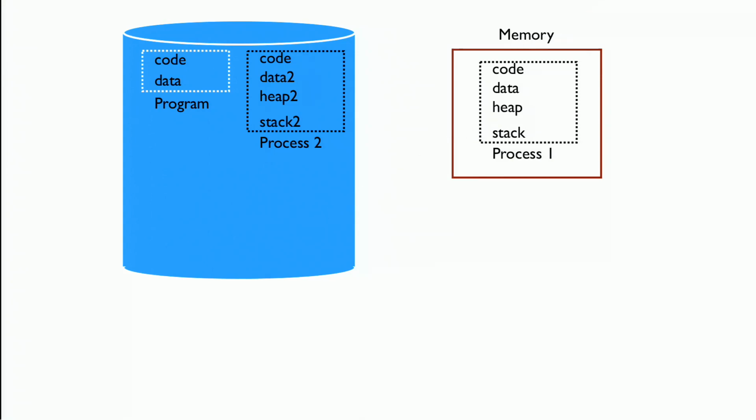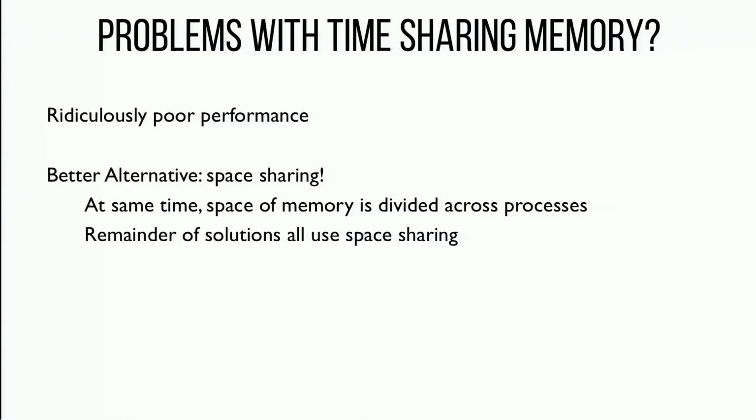So let us keep that quick, because that just has ridiculously poor performance. And we don't want to do time sharing. It's clearly going to be better to do space sharing, that we have a lot of physical memory, and it will be better to dole out that memory and give different amounts of it to different address spaces. So all of our remaining solutions will always use space sharing.